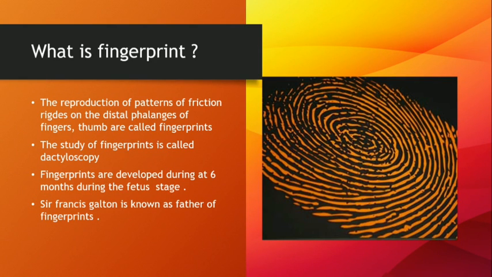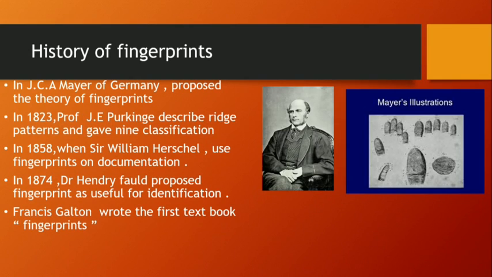When we come to the history of fingerprints, J.C. Mayer of Germany proposed the theory of fingerprints. J.E. Purkinje described the ridge patterns and gave its 9 classifications. Sir William Herschel used fingerprints for documentation. Sir Francis Galton wrote the first textbook on fingerprints.